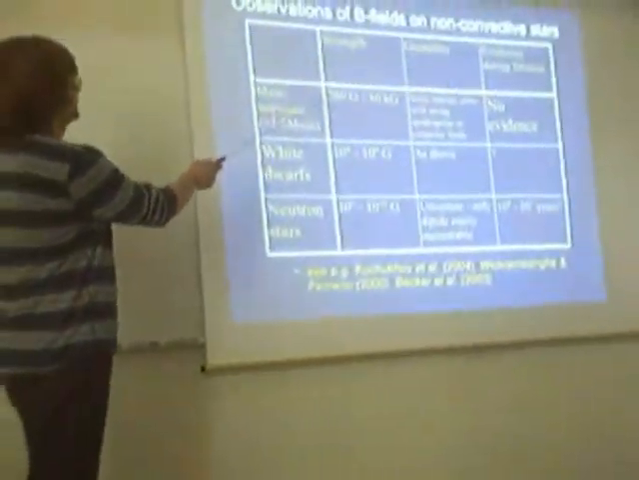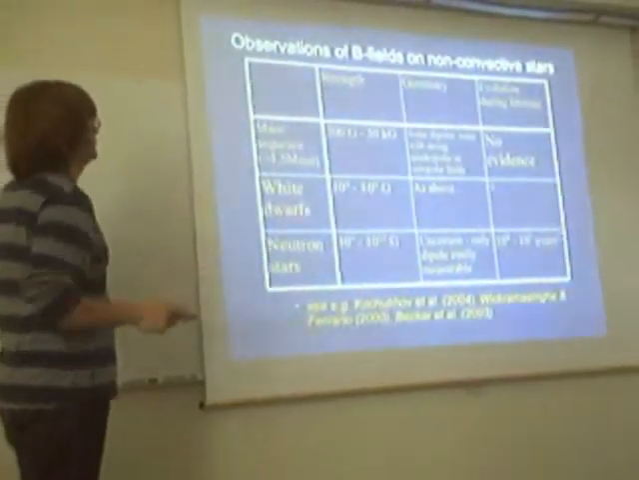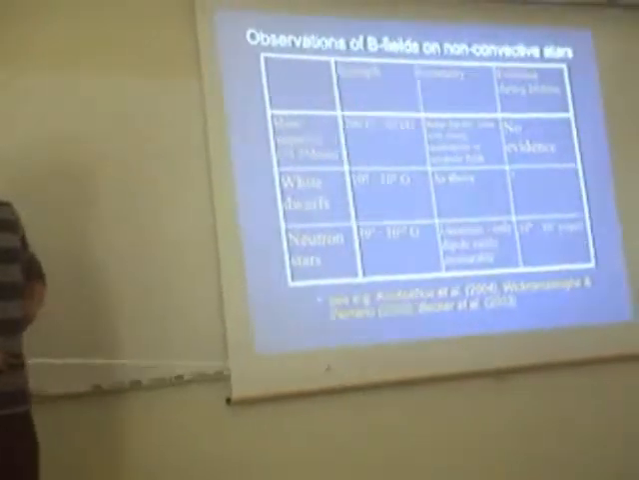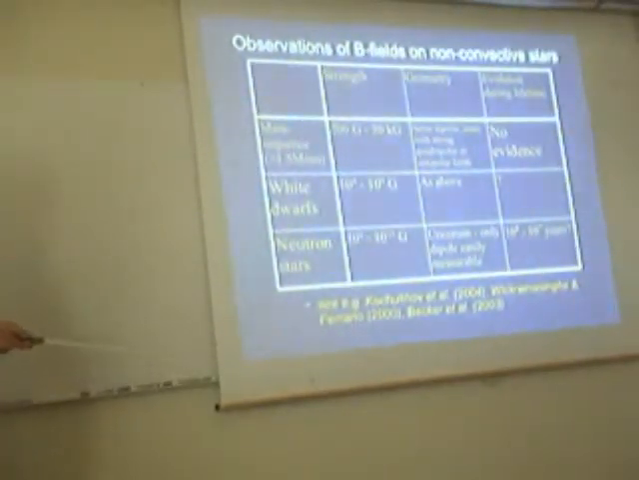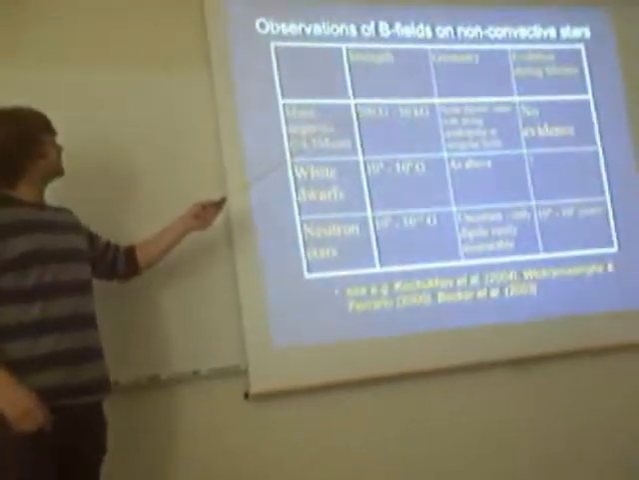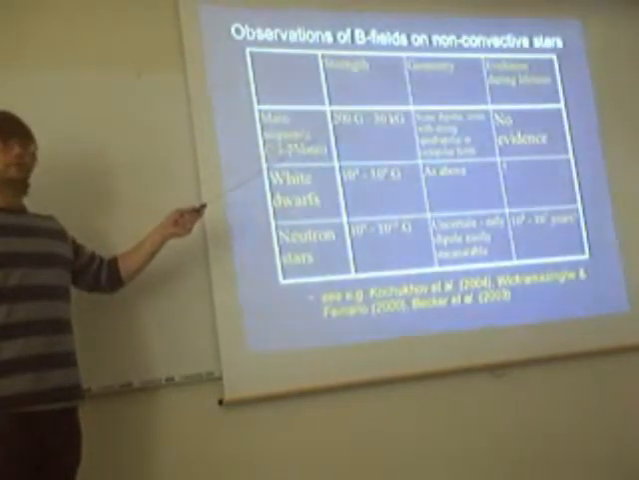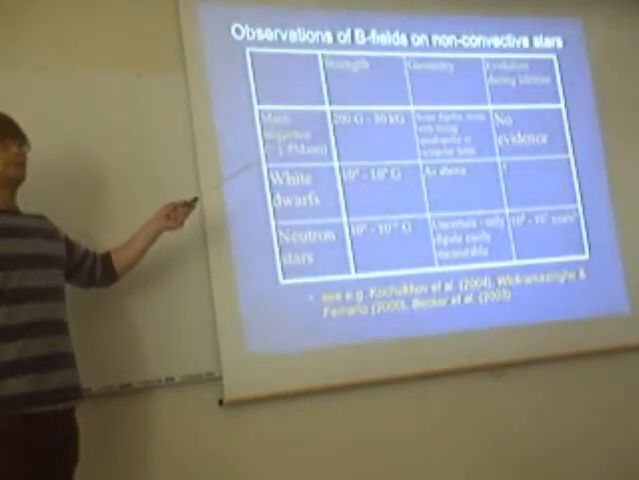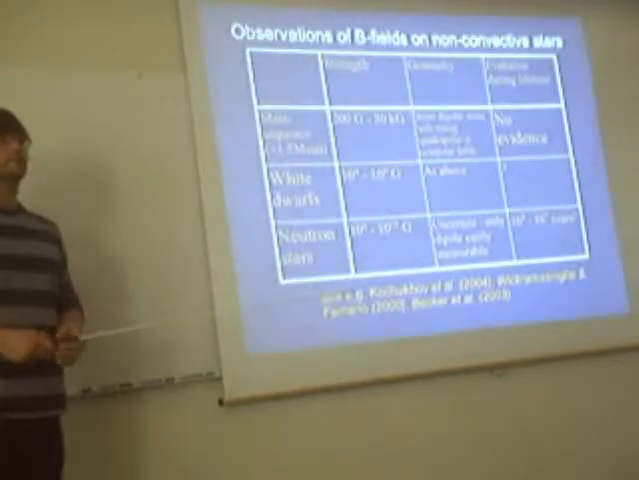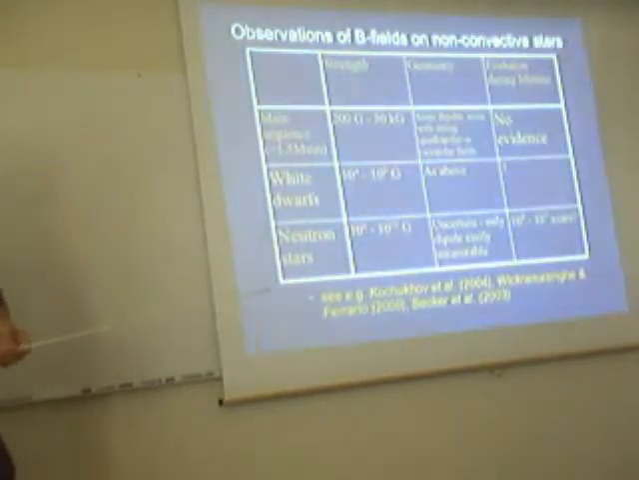These massive stars, we see fields of 200 Gauss to 30 kilogauss, so quite a big range. The strange thing is we don't see any fields below about 200 Gauss. There seems to be a cut-off, and then about 90% of the stars have nothing at all above a limit of maybe 10 Gauss.